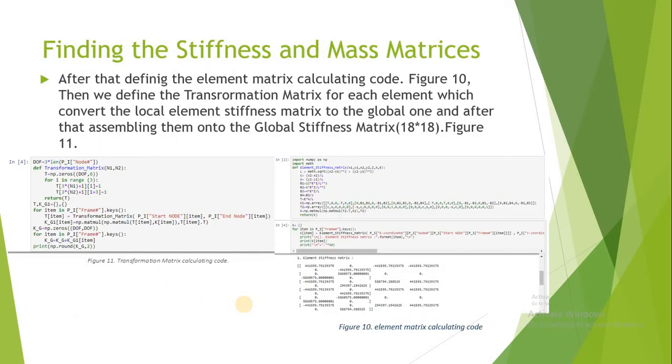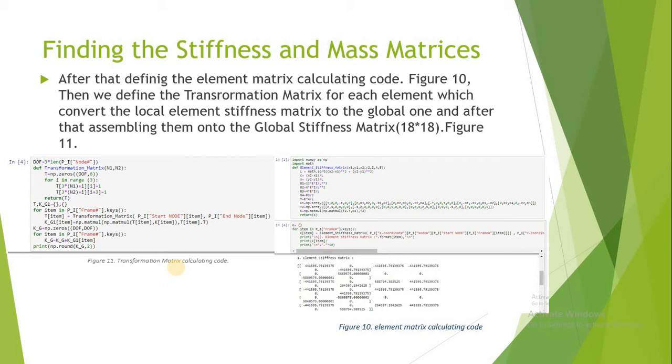After that, we define a function just to find the stiffness and mass matrices. For the stiffness matrix, here we attach the function that we use to find the element stiffness matrix. After that, we define another function just to find the transformation matrix for each element, and the objective of this transformation matrix is just to transfer the element stiffness matrix from local coordinates to the global coordinates according to the orientation of the member in the global system.